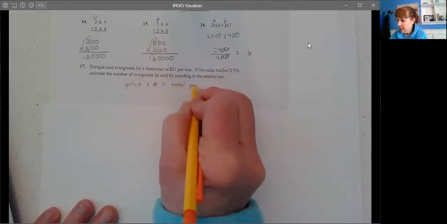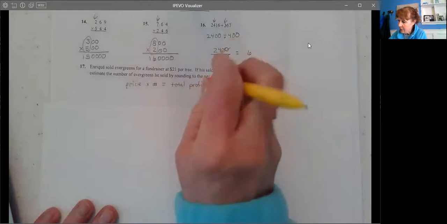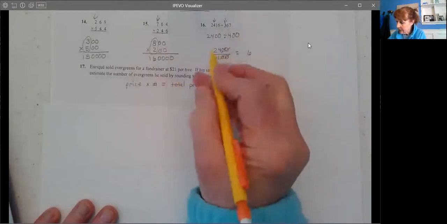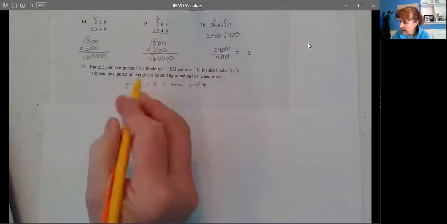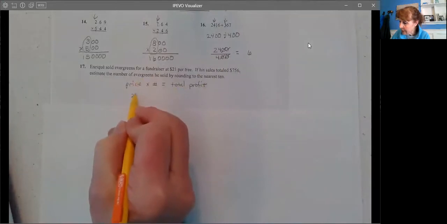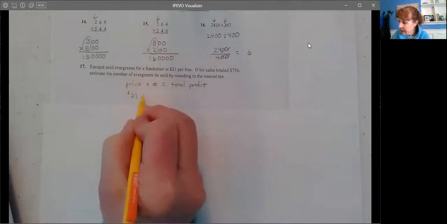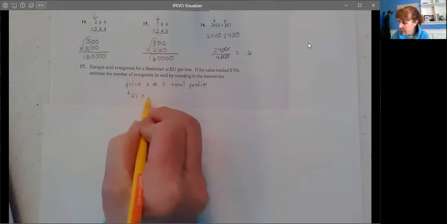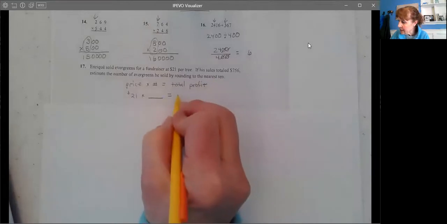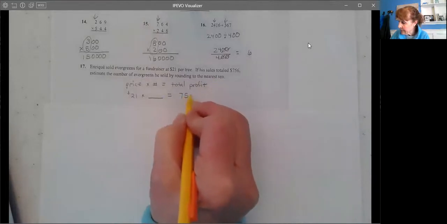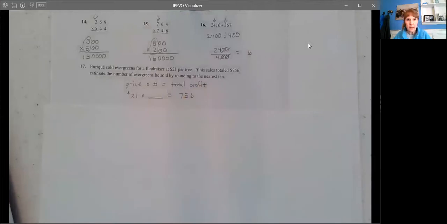well, I guess you could call it profit. The total profit that he made. So the price times the number would be equal to the total profit or the total sales. If you didn't want to think of it as profit, the price is $21, and we're going to be rounding these off before we do anything, times we don't know how many, and the total sales that he made was $756.